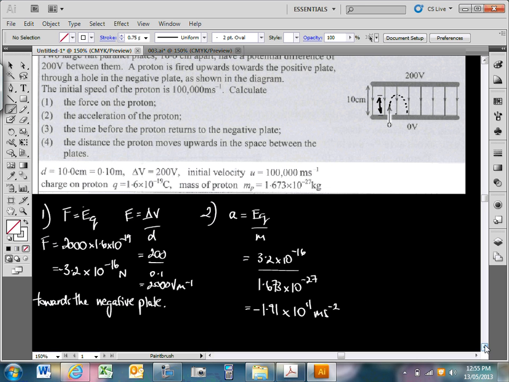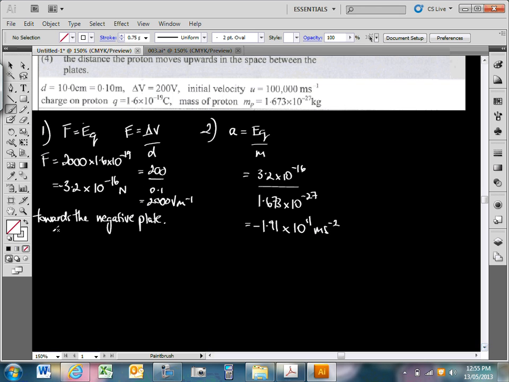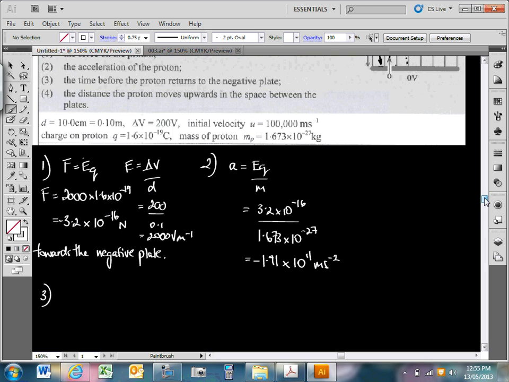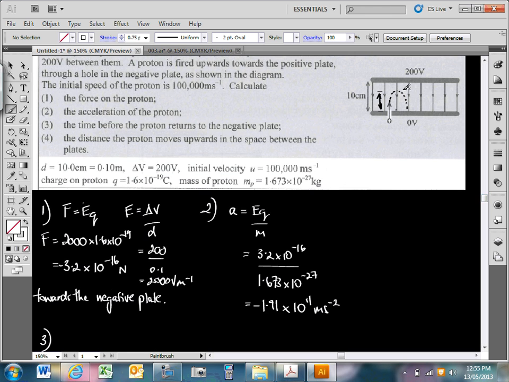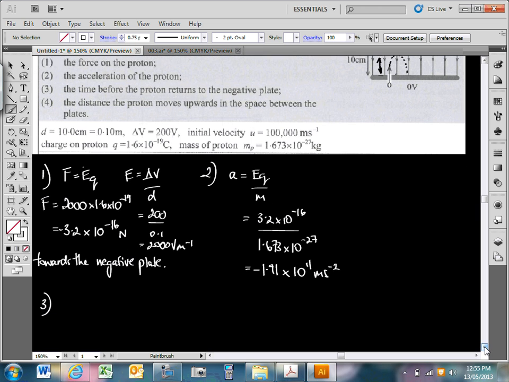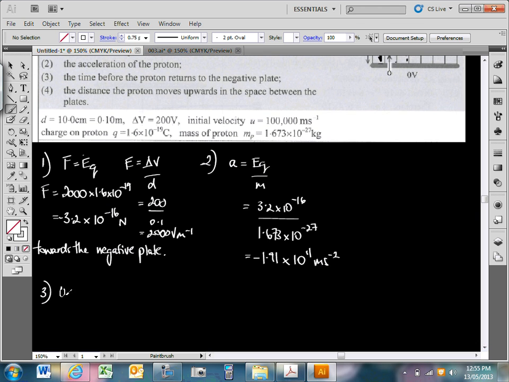Time it takes. What have we got? So we've got acceleration. We've got the initial velocity, yes, and we've got the final velocity, because the final velocity is this point here, isn't it? I'm going to say v equals 0, so that's kind of like the final velocity in this case. Okay, so u equal to 1.0 by 10 to the 5 meters per second, 100,000 meters per second. v equal to 0, top of its path.